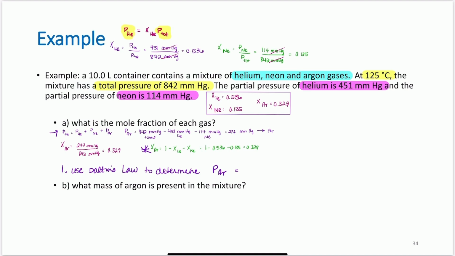We find that the partial pressure of argon is 277 millimeters of mercury. And again, to do that, I followed this path, where the total pressure is equal to the sum of the partial pressures of the system. I know 2 of the 3, so I solve for the other one.